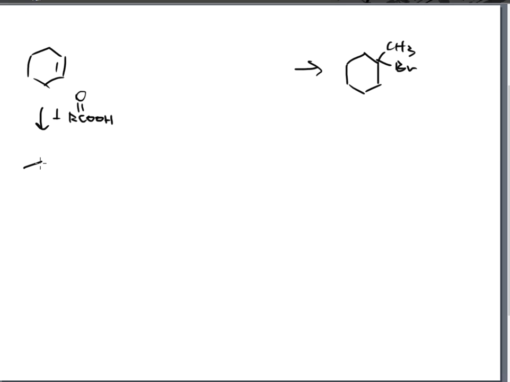So let's use a peroxy acid, and we'll break open that double bond, and we will form an epoxide on the ring. There we go. That's what we did in the first two, so we'll do it here.